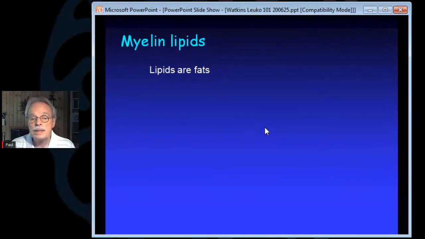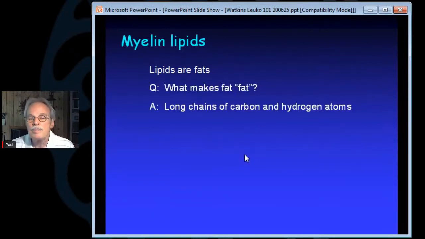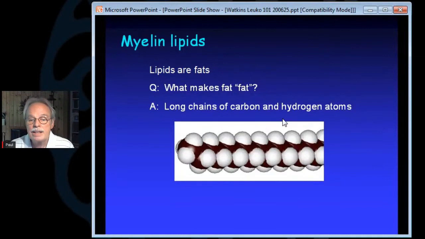And what about the lipids? Lipids, as we said, are fats. And what makes a fat fat? Well, long chains of carbon atoms and hydrogen atoms is what makes up fat. Here's just a cartoon of a chemical model, where the black ones are carbon atoms. Believe it or not, there are, I think, 16 of these in here if you look carefully, surrounded by hydrogen atoms, which are the white ones. Because there are no positive or negative charges associated with this fatty structure, that's what makes these things good insulators.